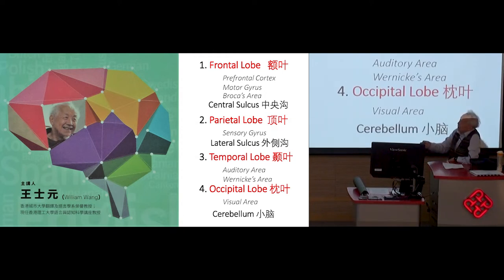Behind the frontal lobe is the parietal lobe. Behind the parietal lobe is the occipital lobe. And in purple here, it is the temporal lobe. And the cerebellum that we were talking about is this green part here, called xiaonao.